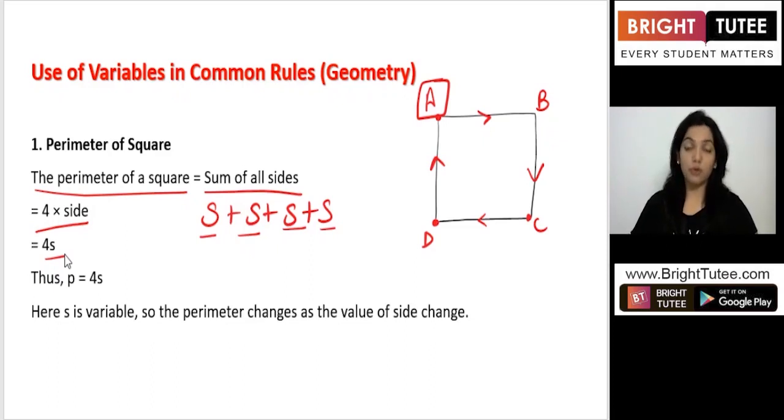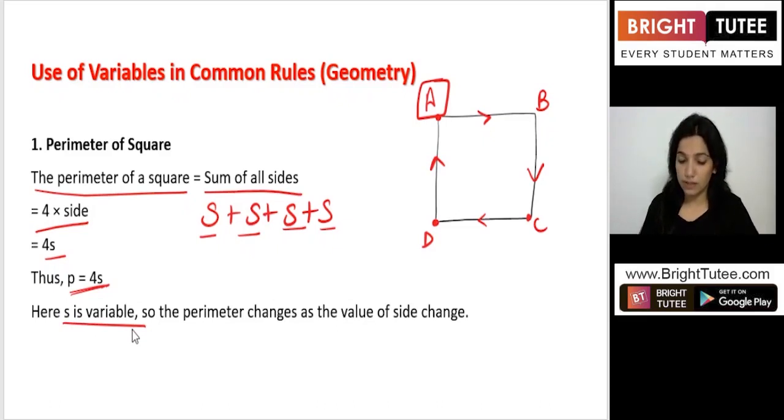So what we learned already in mensuration was basically the use of variables in the formula for the perimeter of a square. Thus we can write that perimeter P is equal to 4s. Here s is the variable, so the perimeter changes as the value of the side changes.